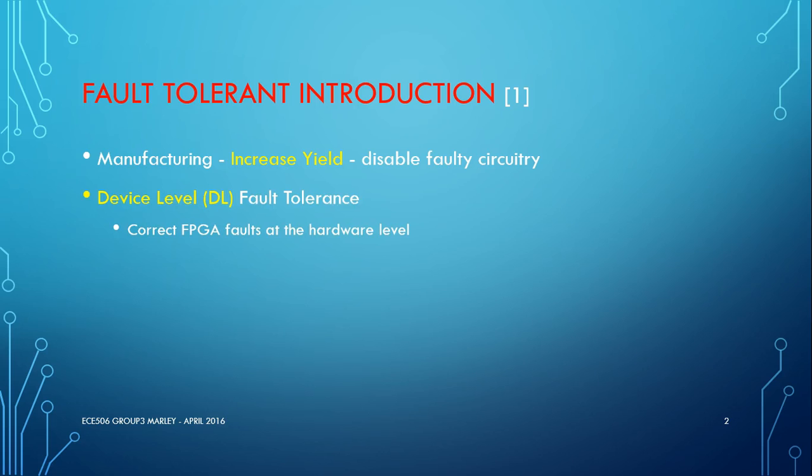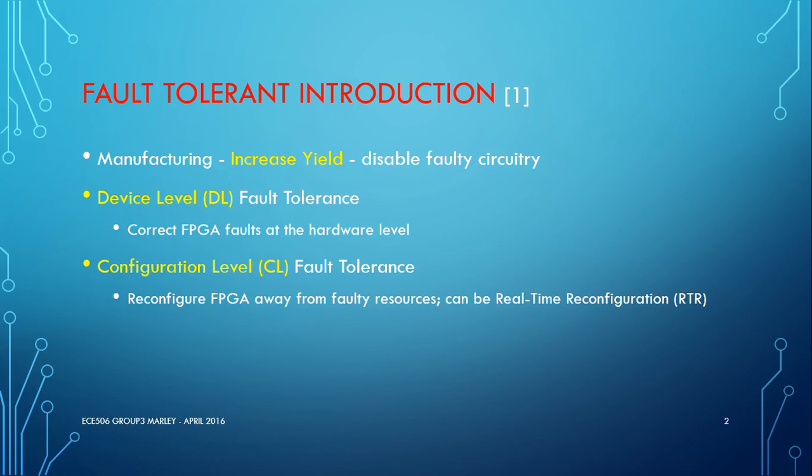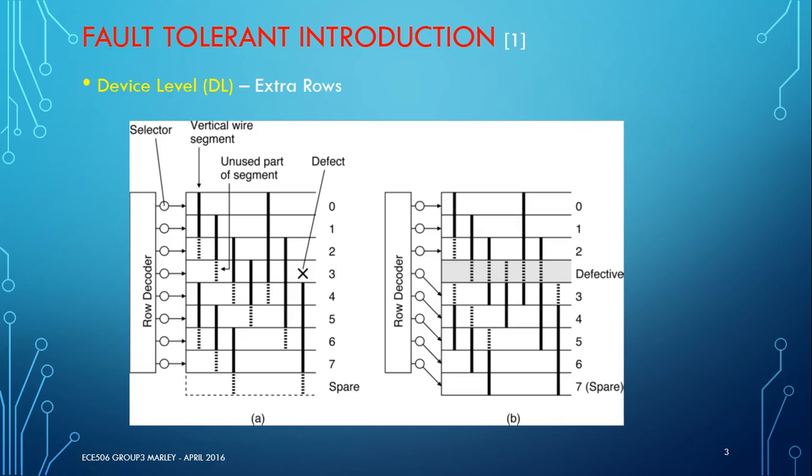The first one is device level fault tolerance. This is where they actually change the hardware, and it's usually transparent to us programmers. It's done at the factory. The other way is configuration level fault tolerance. This is where you dynamically reconfigure the FPGA away from any faulty resources. And of course, it can be real-time configuration too. Here's a very popular way that they do this at the factory.